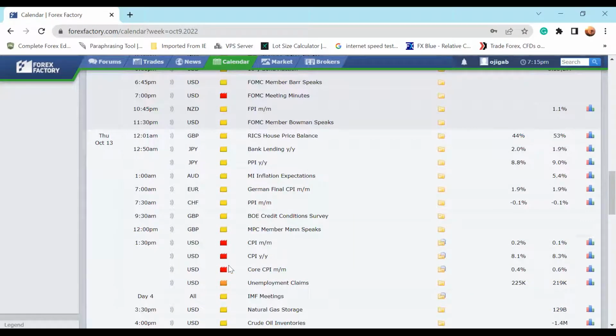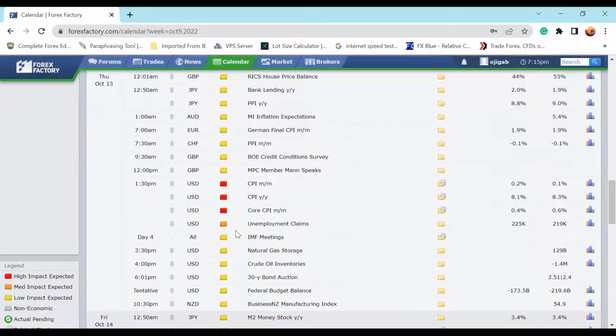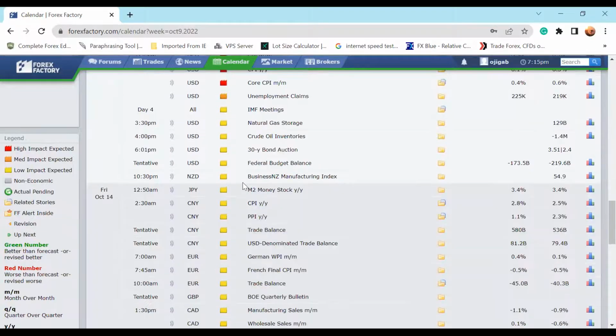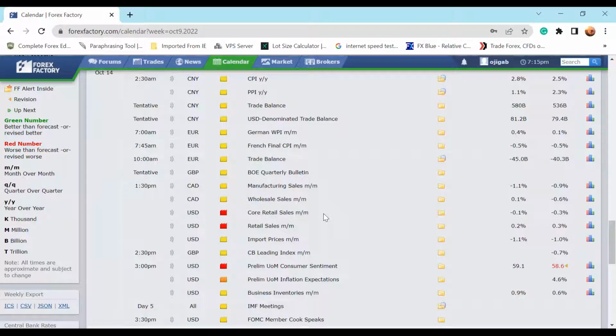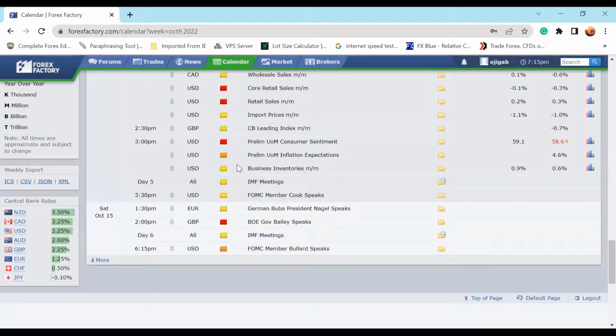Then we have the CPI data, another very important data that measures inflation. So this could be a major trigger of whether we will see more correction on the dollar or we will be hitting the last high that we saw from the previous week on the dollar index. I will be walking you through all of this setup. Then on Friday, we have the core retail sales on USD, then the retail sales month to month, then prelim UoM consumer sentiment, and that is it.